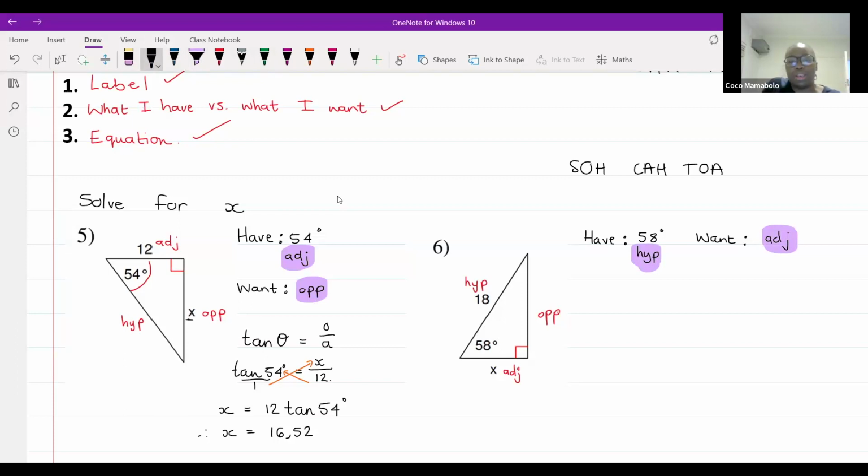So I know for my equation, I'm going to go cos of theta is equal to adjacent over hypotenuse. And then I'm just going to replace the things in my equation. I'm going to get cos 58 degrees is equal to adjacent, which is x, over hypotenuse, which is 18. And then I'm just going to put this over 1, and then cross multiply. 1 times x will just give me x is equal to 18 times cos of 58 degrees.